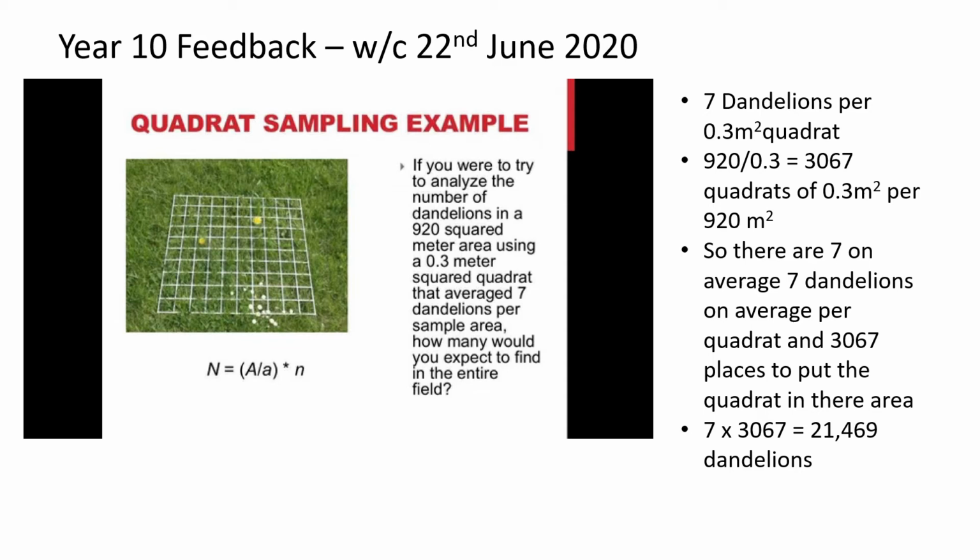So what the question is telling you, there are 7 dandelions per quadrat, and each quadrat is 0.3 meters squared. What it's then asking you is, okay, how many dandelions are in a 920 square meter area? Now we know that on average there are 7 dandelions per 0.3 meter squared. So the question is, how many 0.3 meter squared are there in 920 meters squared? How would you do that?